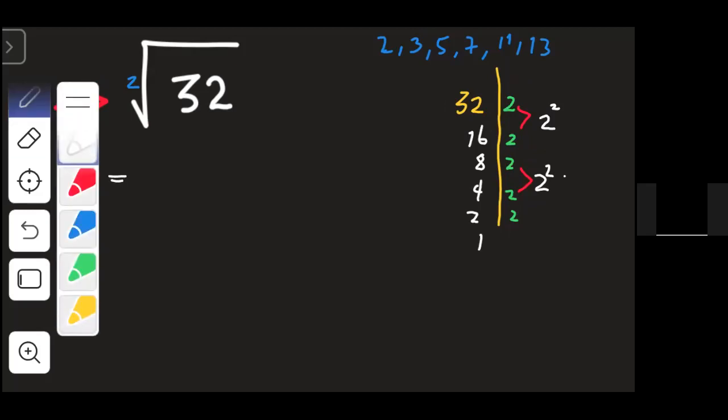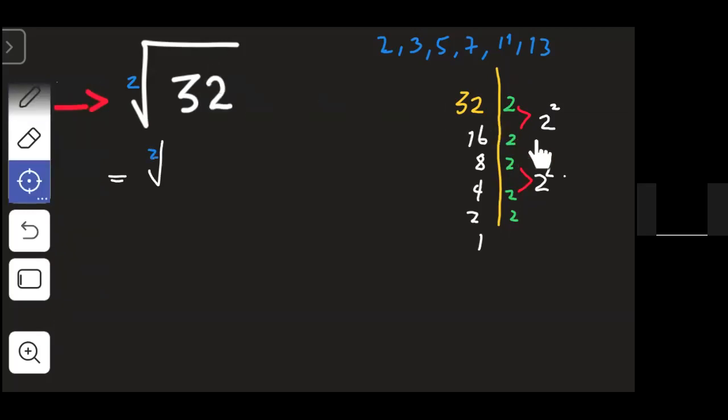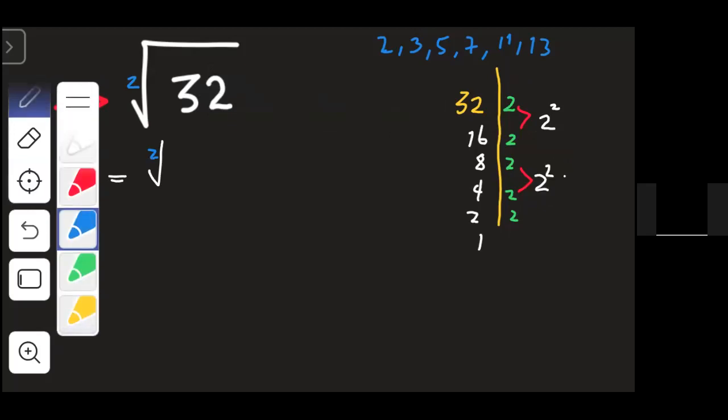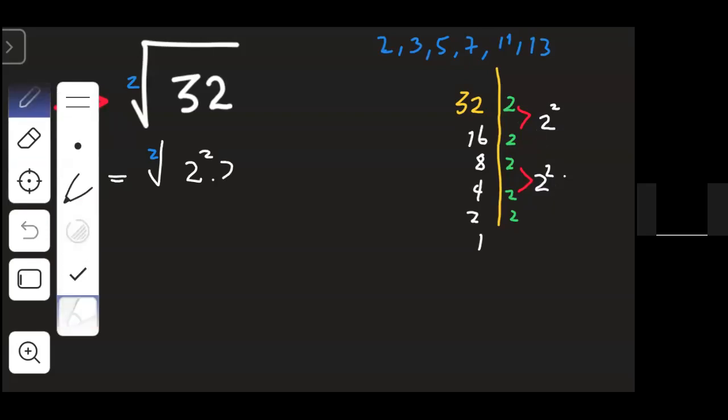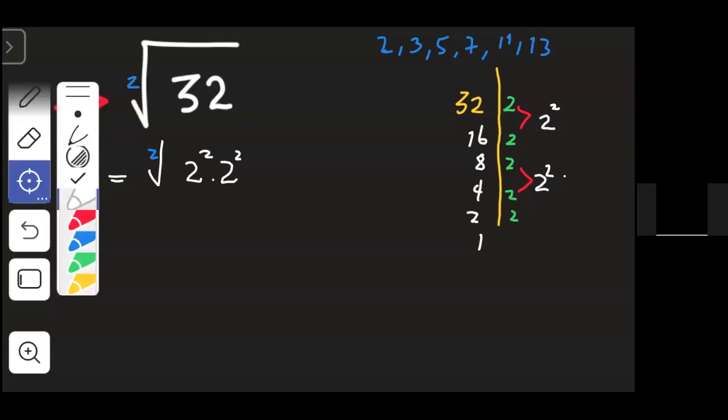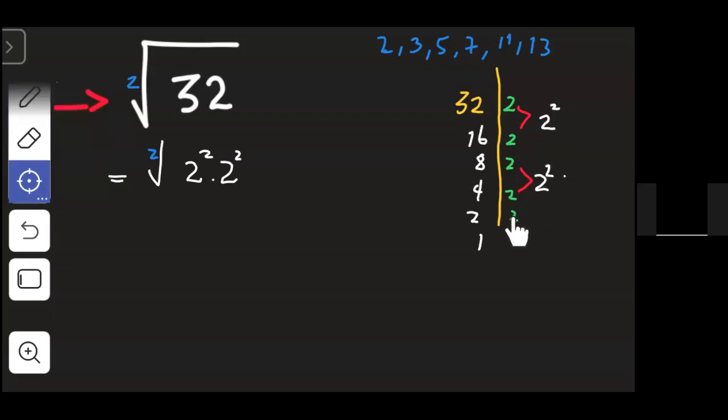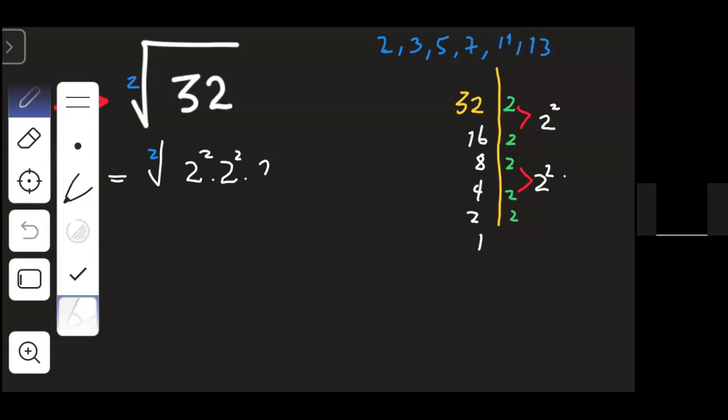Now we're going to rewrite this expression. So we have square root of 32. Instead of this, we're going to copy this factored form. 2 square, the first part is 2 square, and then times what? 2 square again, and then the leftover part is square root of 2, times 2. Okay, just times 2. That is what we have to do. Now we try to simplify.